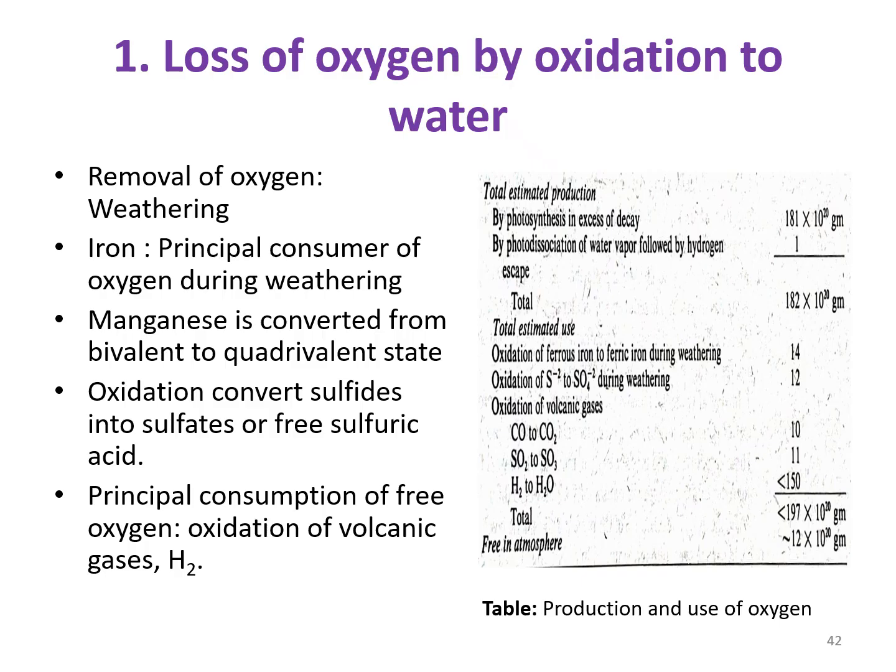So iron is the principal consumer of oxygen during weathering, and manganese is converted from the bivalent to the quadrivalent stage. And oxidation converts sulfides into sulfates, or can also convert them into free sulfuric acid. And the principal consumption of free oxygen is through oxidation of volcanic gases and hydrogen.